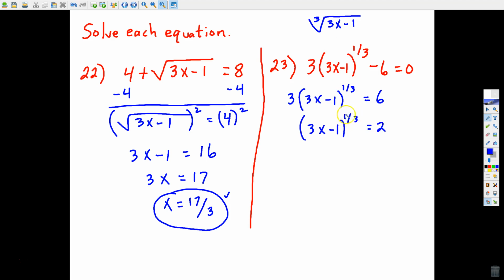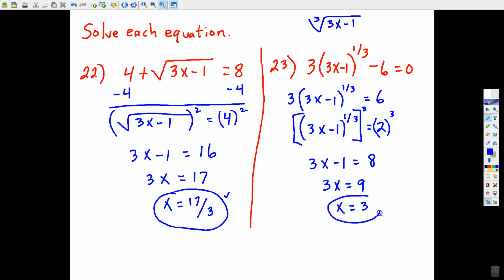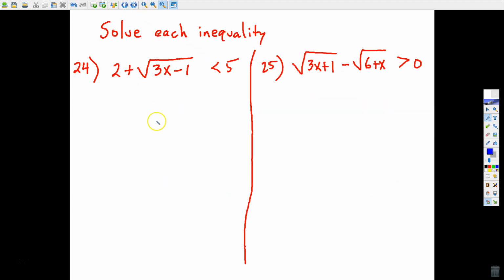Now I can undo raising something to the 1/3 by raising that to the 3rd. And I have to do that, of course, on both sides. So I'm going to get 3x minus 1 equals 8, 2 to the 3rd. Add 1 to both sides. And I get x is 3. Let's check it. 3 times 3 is 9. 9 minus 1 is 8. The cube root of 8 is 2. 2 times 3 is 6. And 6 minus 6 is 0. So that checks.